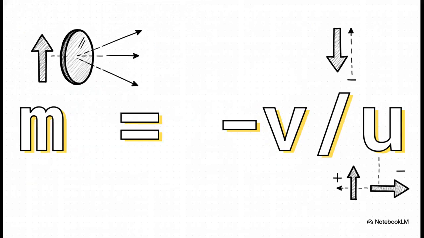And tied directly to that is the concept of lateral magnification, which basically just tells us how big the image is actually going to be. The magnification, m, is the ratio of the image height to the object height, which neatly happens to also equal -v/u. Here's the trick. If your final result is a negative number, it immediately tells you your image is real and upside down. But if it's positive, boom, the image is virtual and standing upright.